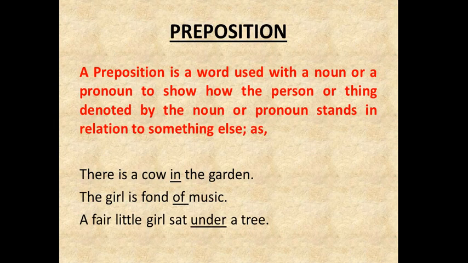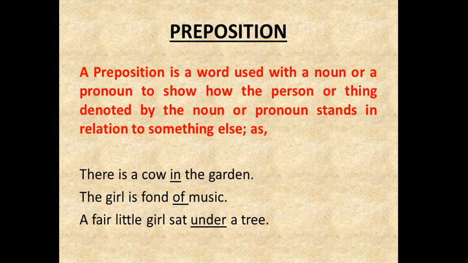For example, there is a cow in the garden. So, here "in" is the preposition. If I say, there is a cow the garden, this sentence is not going to make any sense. What is important here is to show the relation between the noun and the verb. So, what is required? "In."